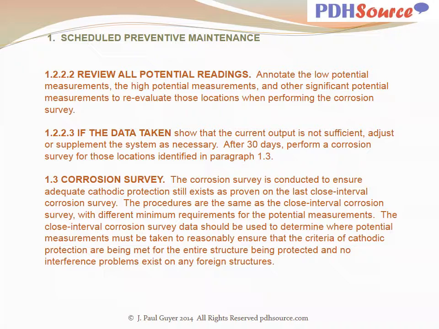With regard to the corrosion survey, this is conducted to ensure adequate cathodic protection still exists as proven on the last close interval corrosion survey. The procedures are the same as the close interval corrosion survey, with different minimum requirements for the potential measurements. The close interval corrosion survey data should be used to determine where potential measurements must be taken to reasonably ensure that the criteria of cathodic protection are being met for the entire structure being protected and no interference problems exist on any foreign structures.